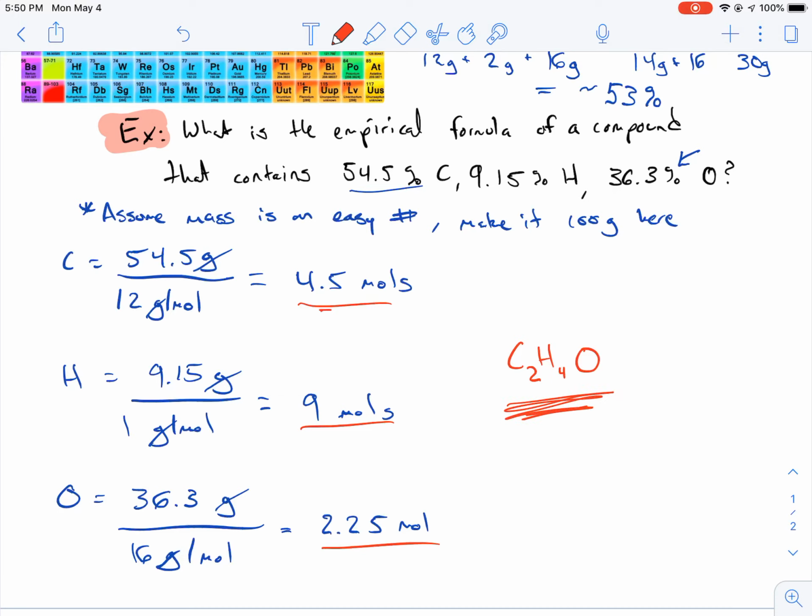And we didn't even have to do any calculations to find that. All we had to do is find these numbers here and compare them with one another. It makes for very easy calculations in your head. And then we just need to find the ratios that they exist in.